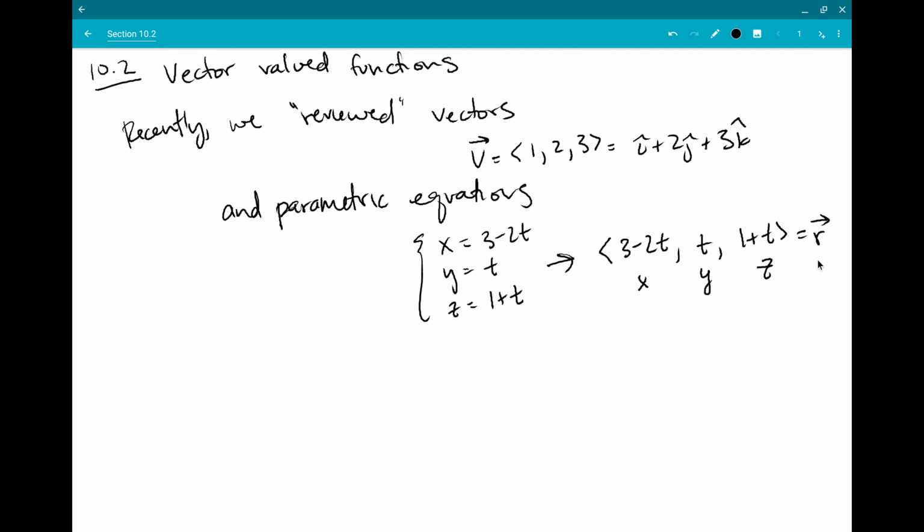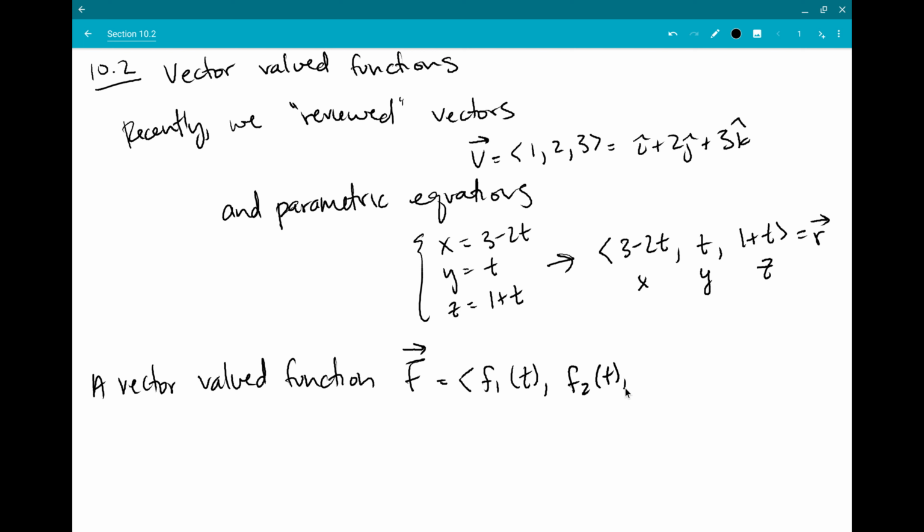But this thing we did right here for that vector r is actually a vector-valued function, and we're just going to call it that from now on. So a vector-valued function is something we'll call capital F for now, just so that we know we've given it this special name. And it just holds some functions of t, f1 of t, f2 of t, and f3 of t in its x, y, and z components.